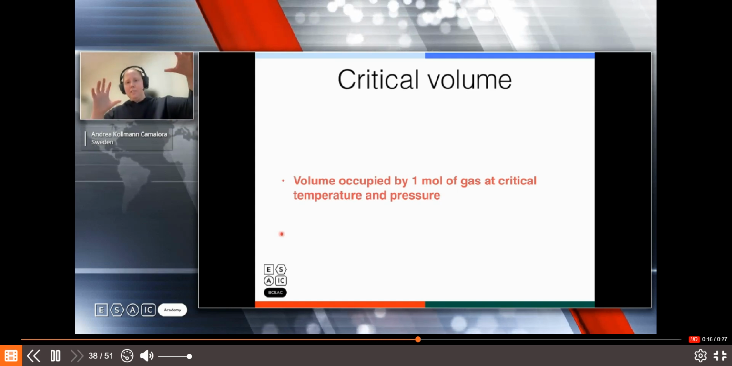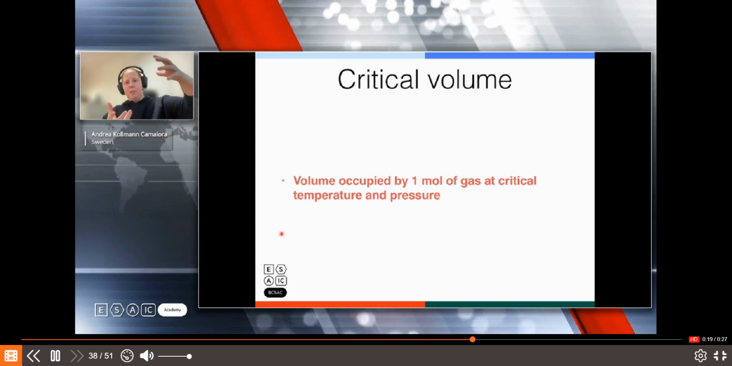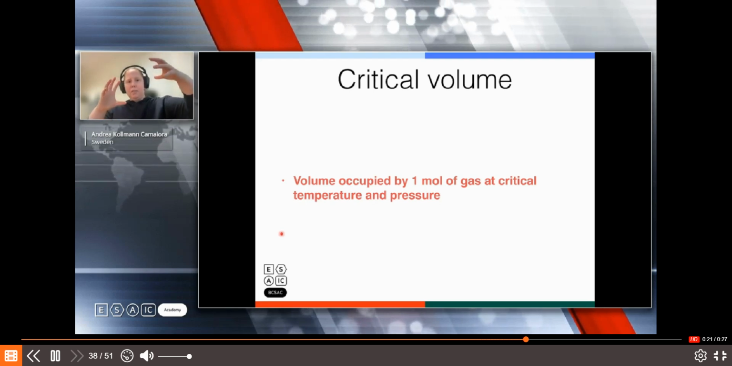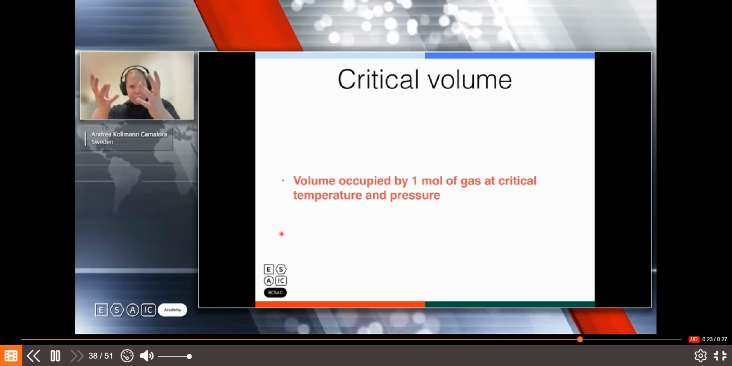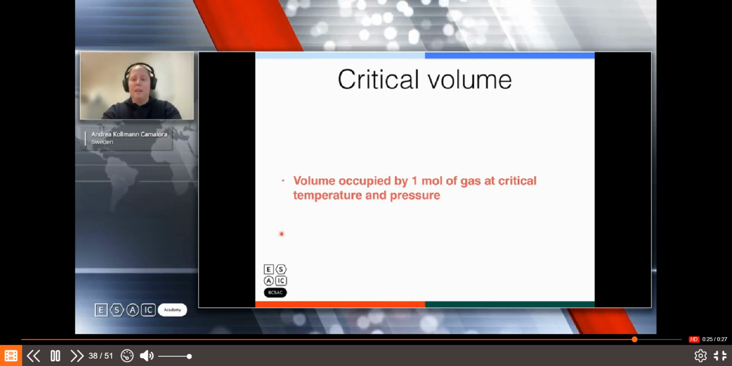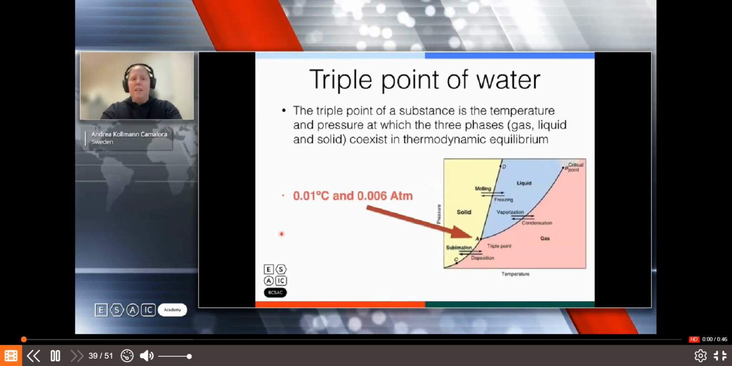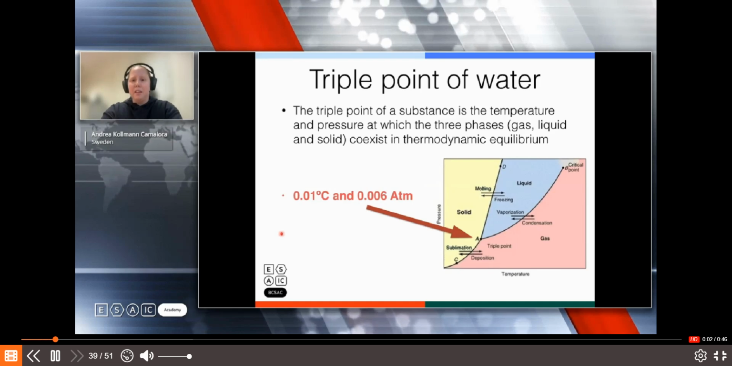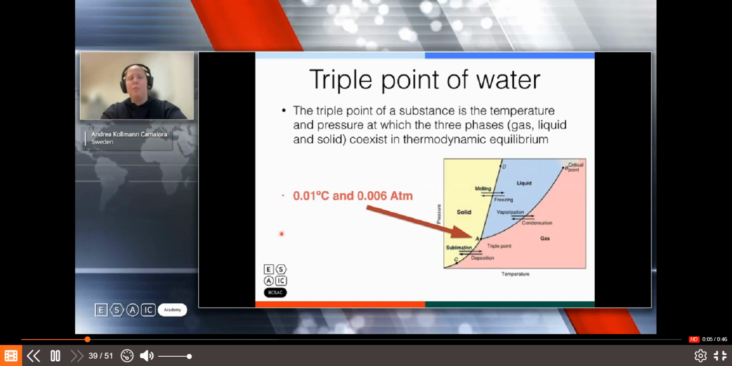So I have my gas that's just at the critical temperature heating, at the critical pressure compressing, and that volume, how much is occupied, that's the critical volume. Okay, there are a lot of concepts, but then there is another concept called the triple point of water.